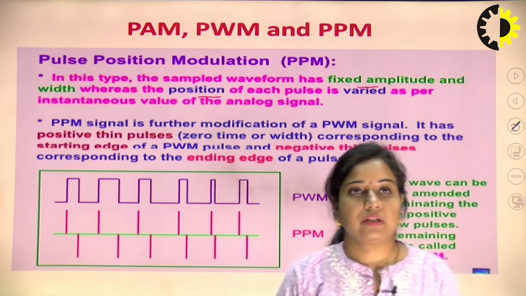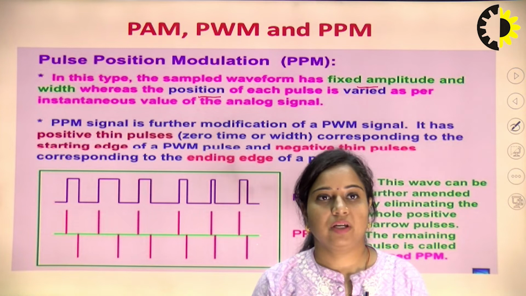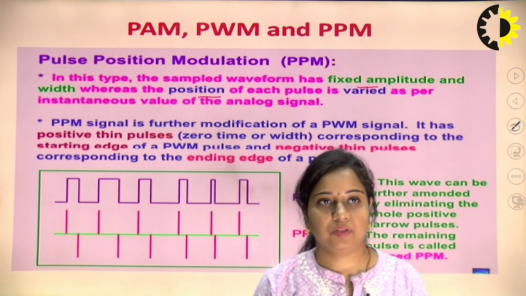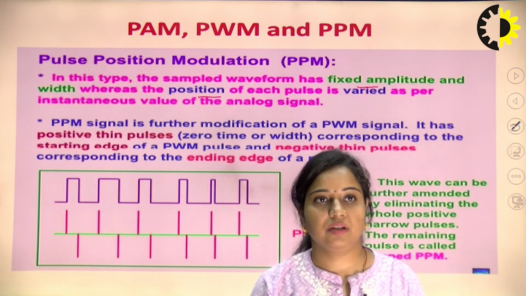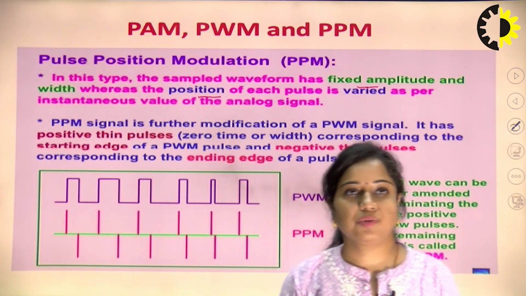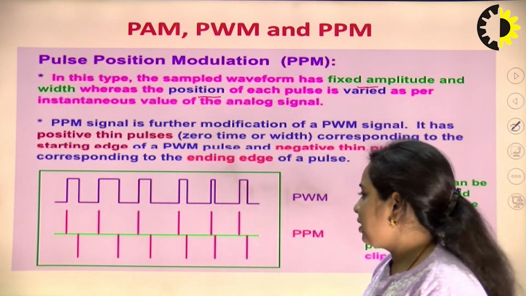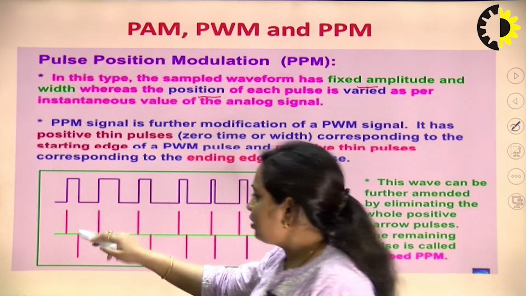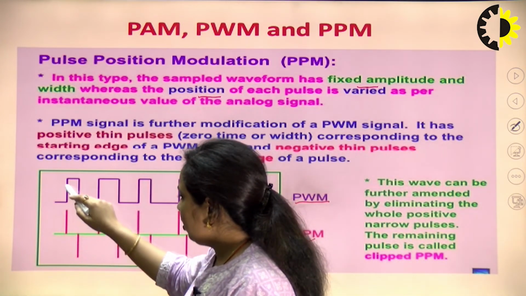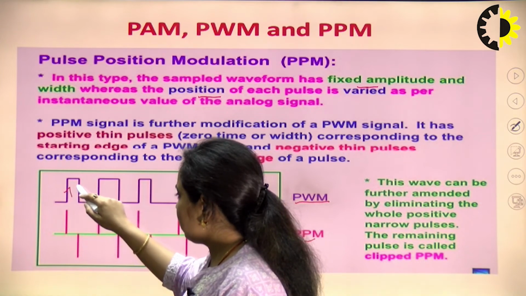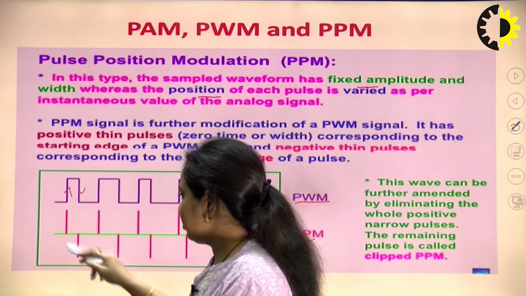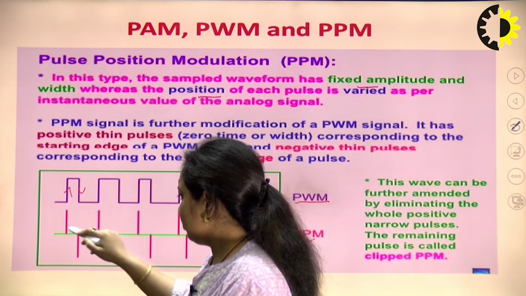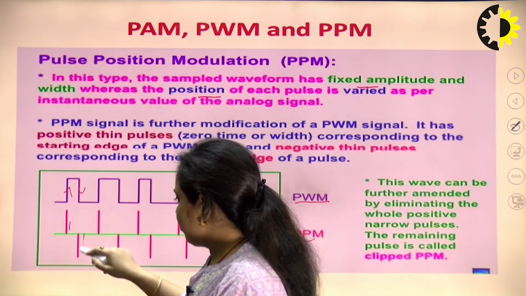So, the PPM signal is a further modification of a PWM signal. It has positive thin pulses corresponding to the starting edge of the PWM pulse, and negative thin pulses corresponding to the ending edge of a pulse. So, you can see this is PWM and PPM. This is how a pulse will be drawn with the starting edge of the pulse and the trailing edge of the pulse. So, these two waveforms will be drawn.